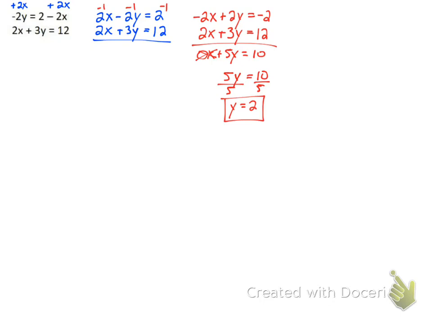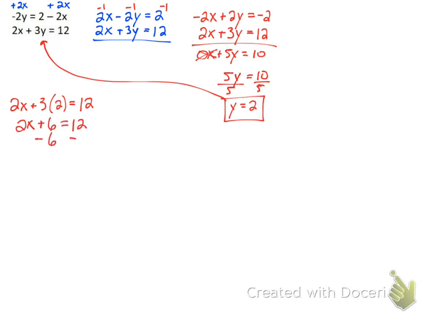Again, once I have one of my variables, I want to plug it into one of the originals. Let's plug it into the bottom one. I think that'll be easier. So I get 2x plus 3 times 2 is equal to 12. So I get 2x plus 6 is equal to 12. Subtract the 6. 2x is equal to 6. Divide by 2. x is equal to 3.